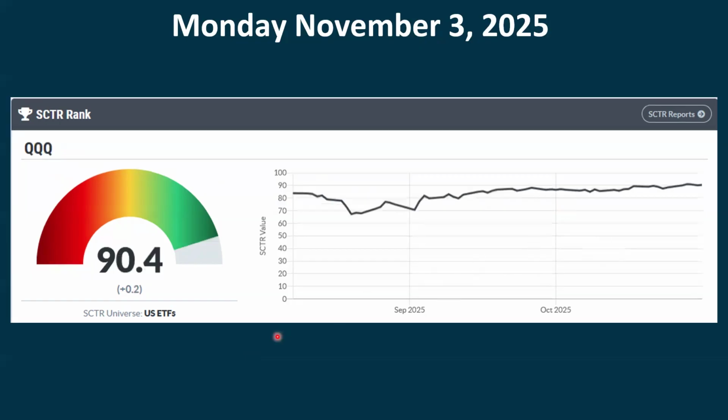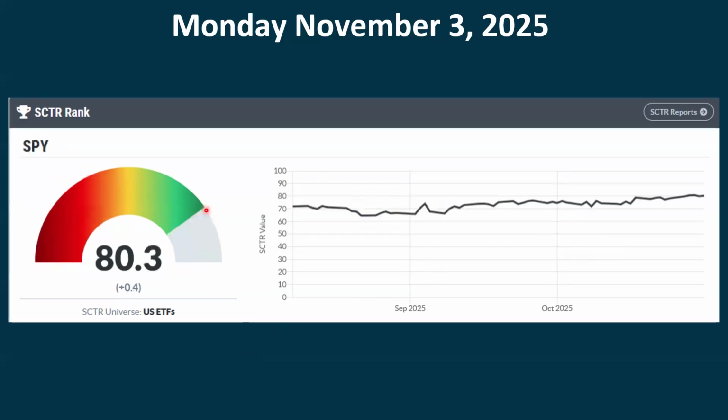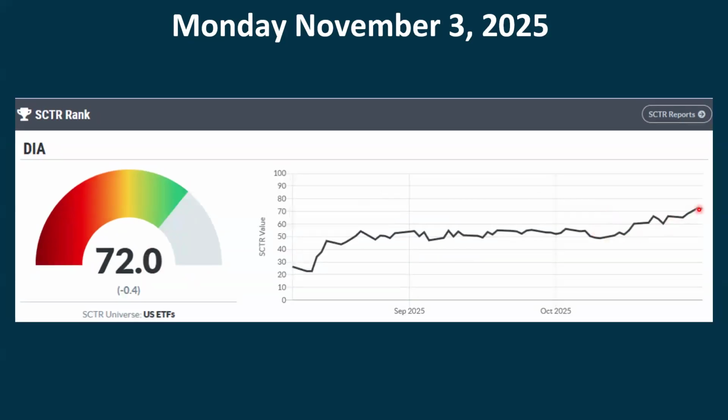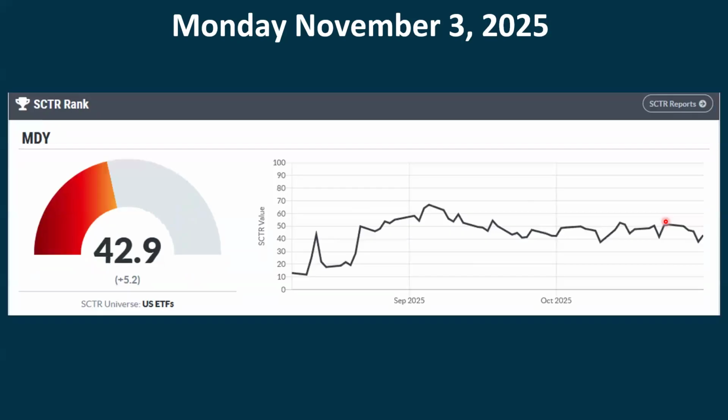In second place, also respectable, are the QQQs, which is the NASDAQ 100 at 90.4. In third place, which is more of a balance between growth and value, we have the S&P at 80.3. Then we have small caps, actually holding up fairly well here at 79.3. Then the Dow, which is improving here, but it's not doing great when compared to other indexes, coming in at 72.